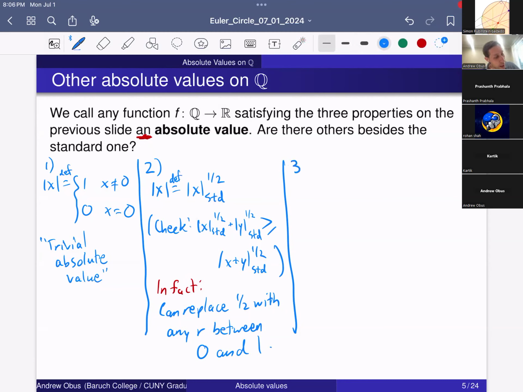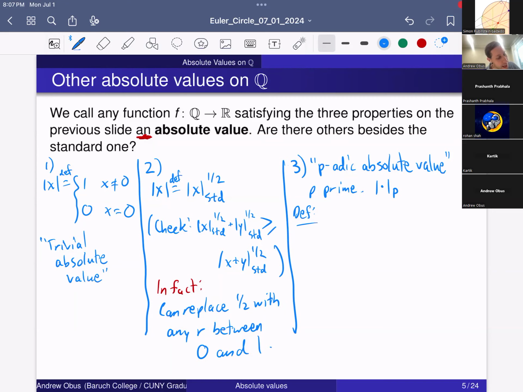So the third class of absolute values is the one that I actually want to talk about, which is a little more interesting, and that we're going to spend a little more time talking about today. This is the so-called p-adic absolute value. Okay, and here, p is a prime number. Okay, and so what do you do? Well, what's the definition? So the notation of this is going to be the absolute value with a little sub p underneath it.